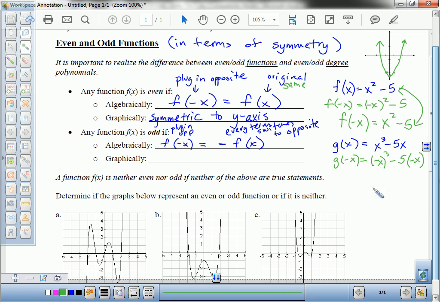Well, what is negative x to the third? It's negative x to the third, because a negative to an odd power stays negative. A negative to an even power would become positive, like it did up here. But a negative to an odd power stays negative. Now what happens when I do negative 5 times negative x? It becomes positive 5x.